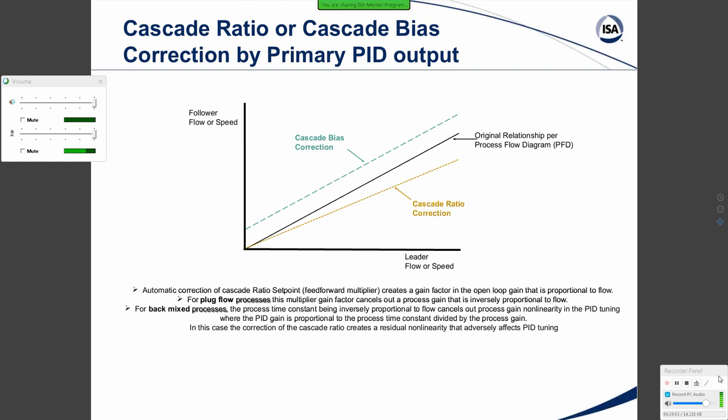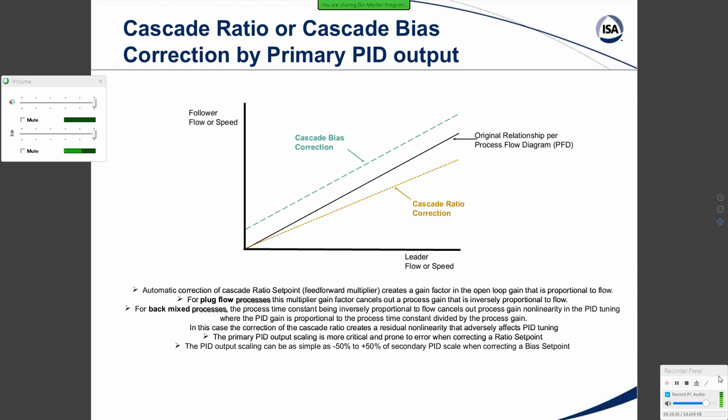In this case, the correction of the ratio creates a residual nonlinearity that adversely affects PID tuning for backmix processes. The primary PID output scaling is more critical and prone to error when correcting a ratio set point. So unless you know for sure that you need to correct a ratio set point, you're going to have fewer problems in terms of the industrial setup by using a feedforward summer and correcting a bias set point. The output scaling can be as simple as -50 to +50% of the secondary PID scale when correcting a bias set point.